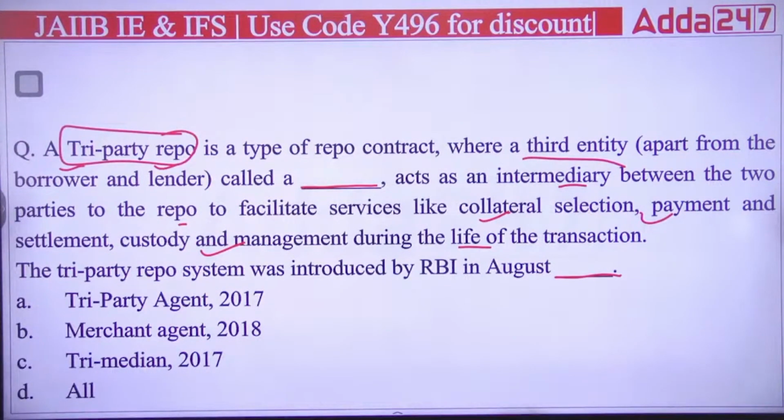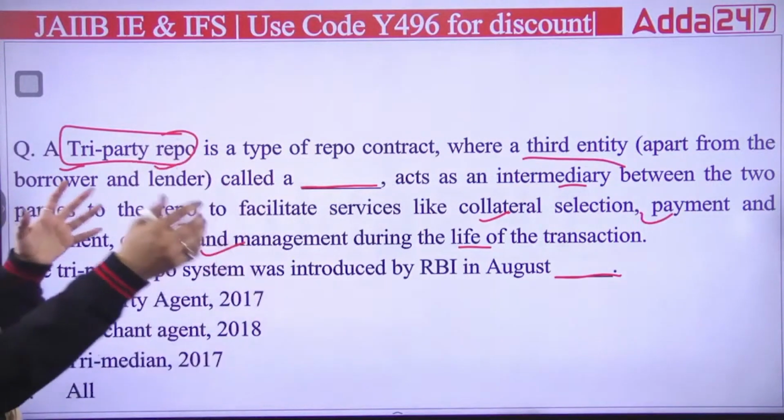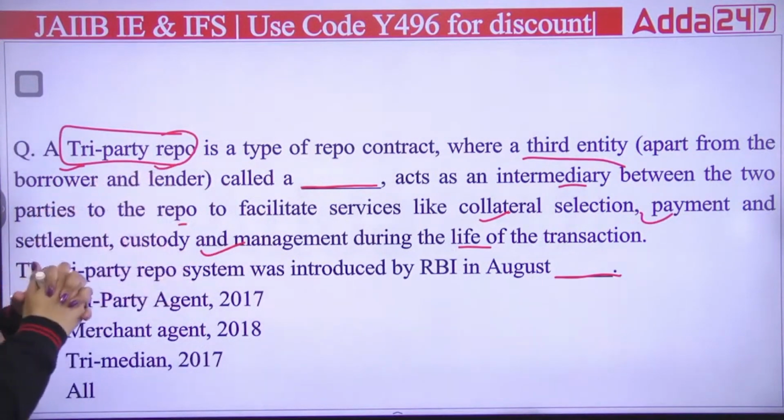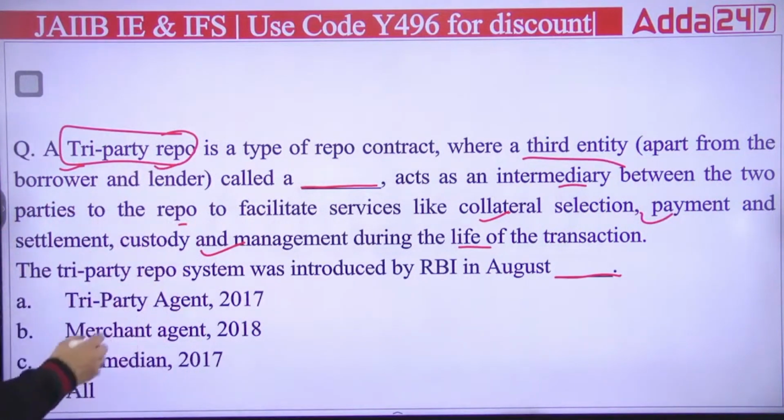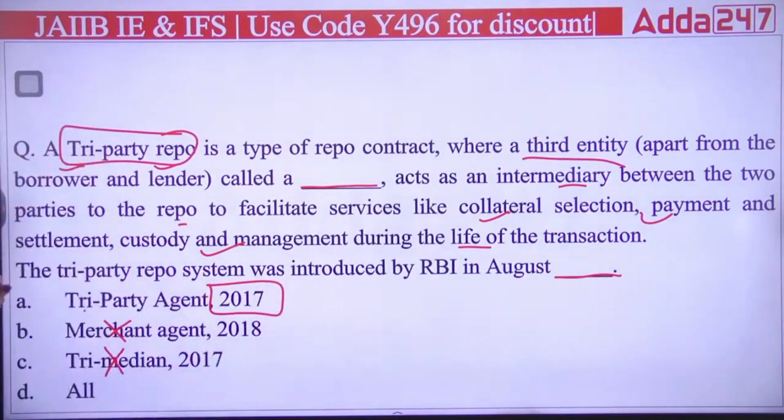So first of all, the party who becomes the third entity between borrower and lender is known as tri-party agent. So it cannot be merchant agents. It is not tri-median. It is a tri-party agent. So half answer can be A. But what about the year in which it was introduced? Is it 2017? So answer will be actually A.